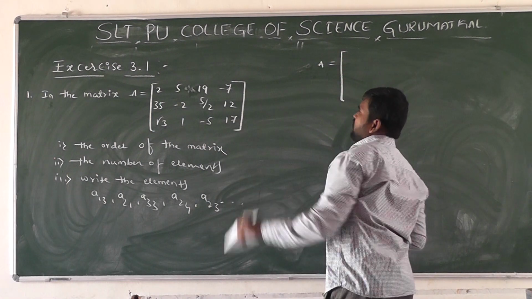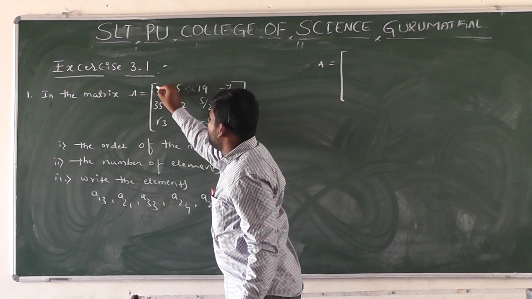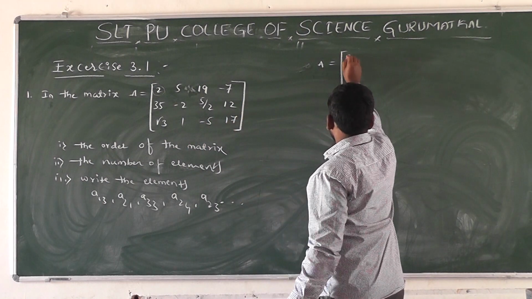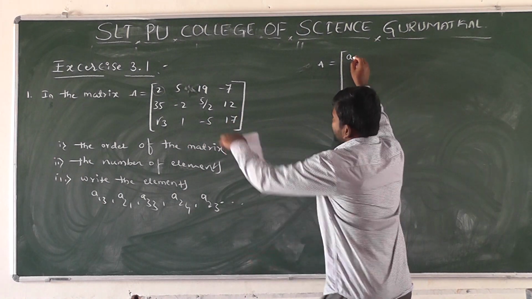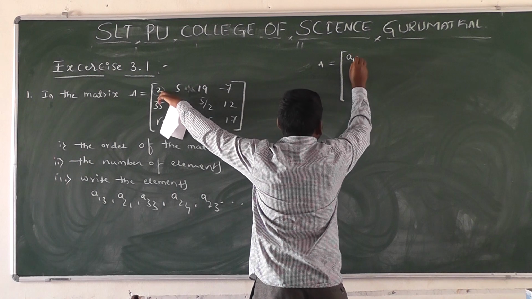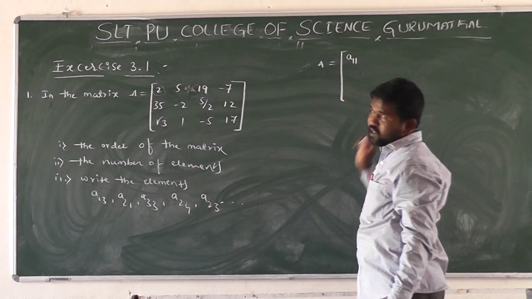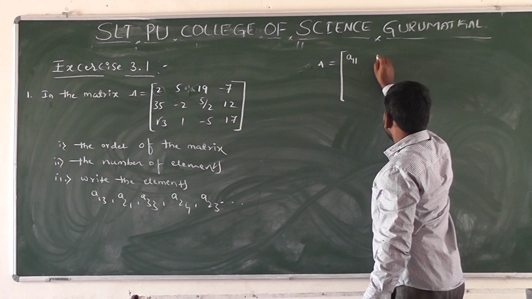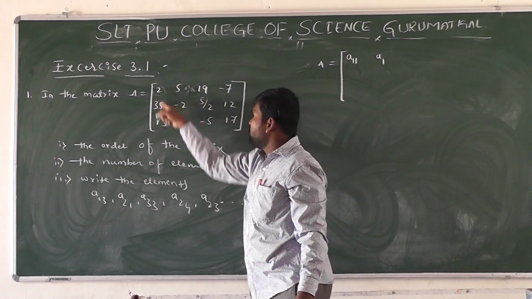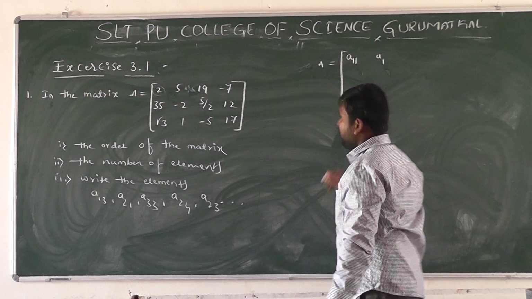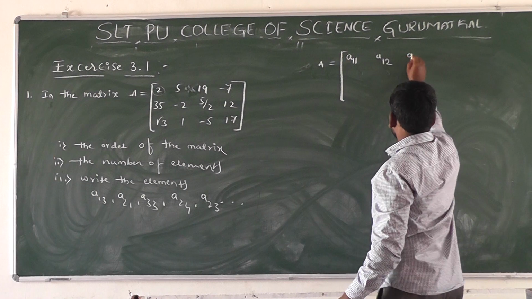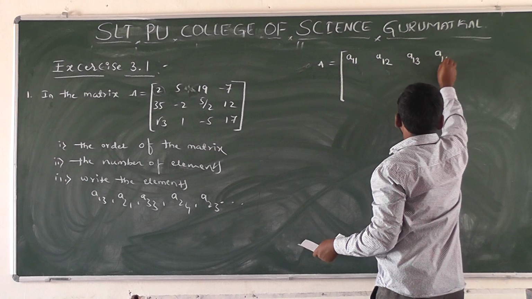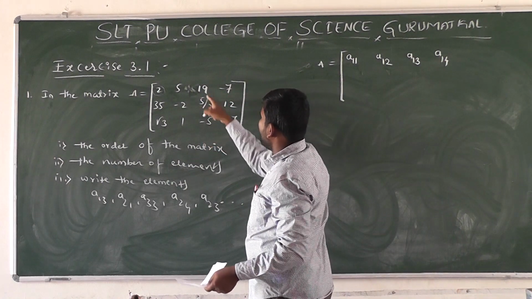In the first question, the given matrix is A. Generally, this is the element here. This is the first row, and this is the first column. I have to take generally A11. This is the element of the first row, first column. This is the row number, and this is the column number. Next, this is the first row entirely, and this is the second column, A12. Next, A13.